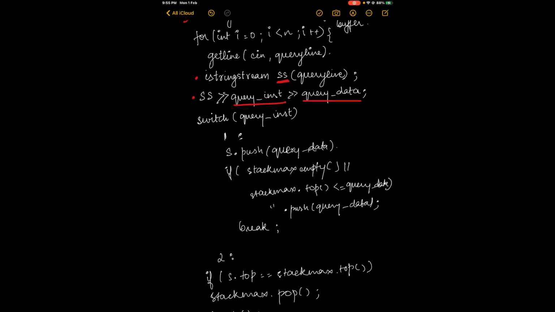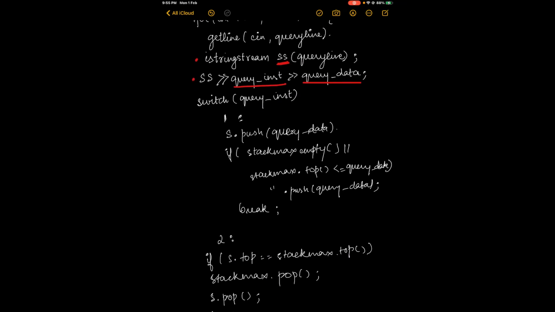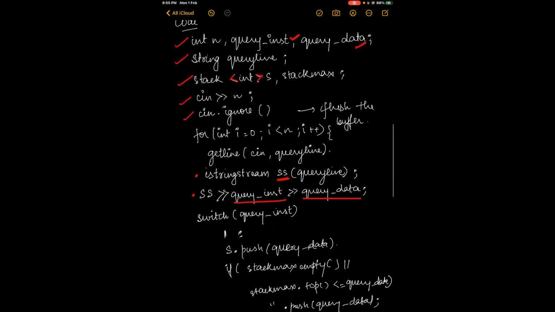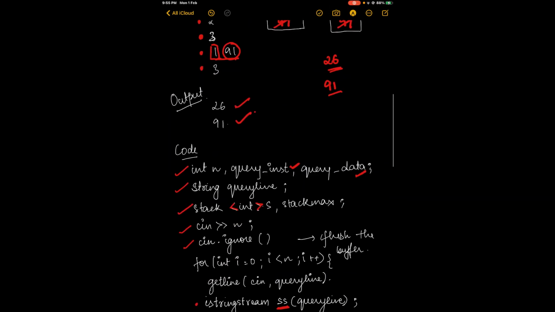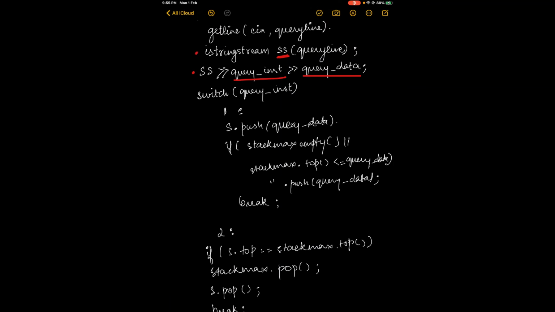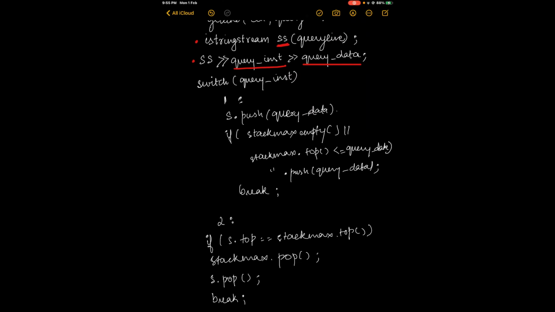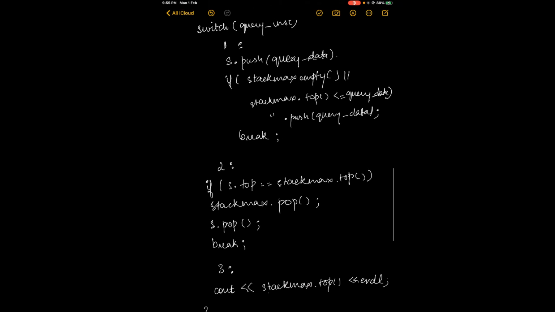So now let's move to our switch case, as you must have expected. This is case 1, that is, if the first part of the query line is 1, like in this case 1 and 91. So this means that we have to push the element. Obviously it will be pushed into stack S, and in the parentheses we'll have query_data. Now if stack max is empty, or if the topmost value is lesser than the data we want to push, only then this value will be entered into stack max.